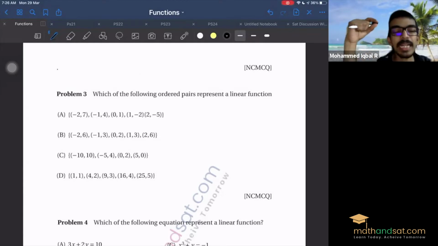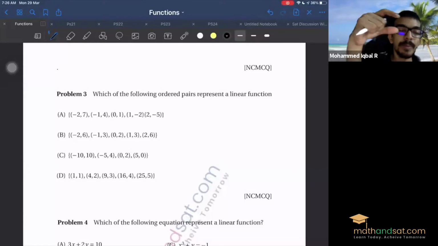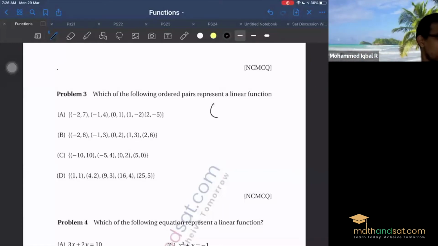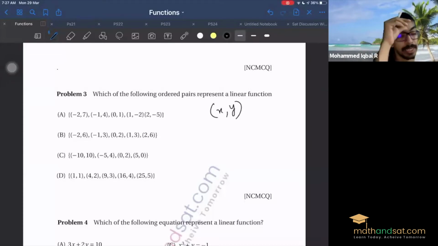So we have already discussed that a linear function can be represented by a set of ordered pairs in the form of input comma output, x comma y. If you have ordered pairs x comma y, how will you figure out that they represent a linear function? In a linear function, if you take constant differences in x values, the differences in y values should also be a constant. That is the idea we discussed in the previous class.